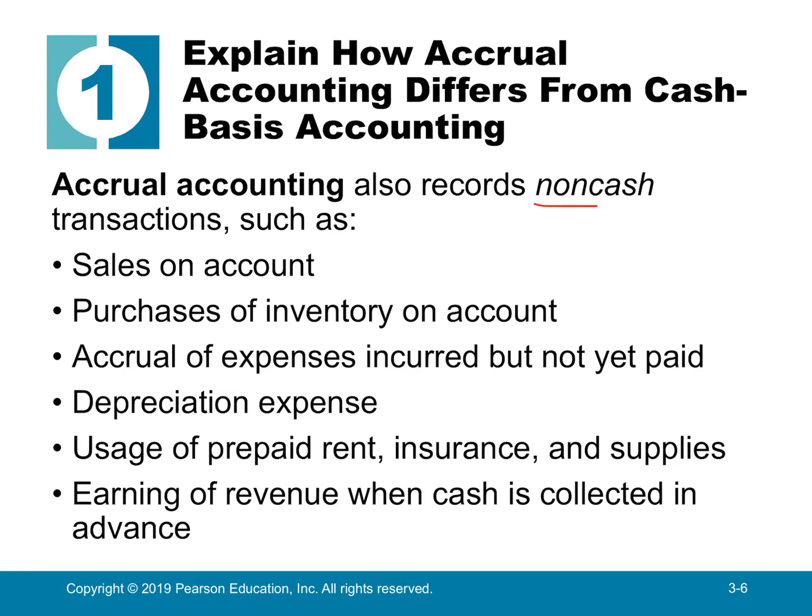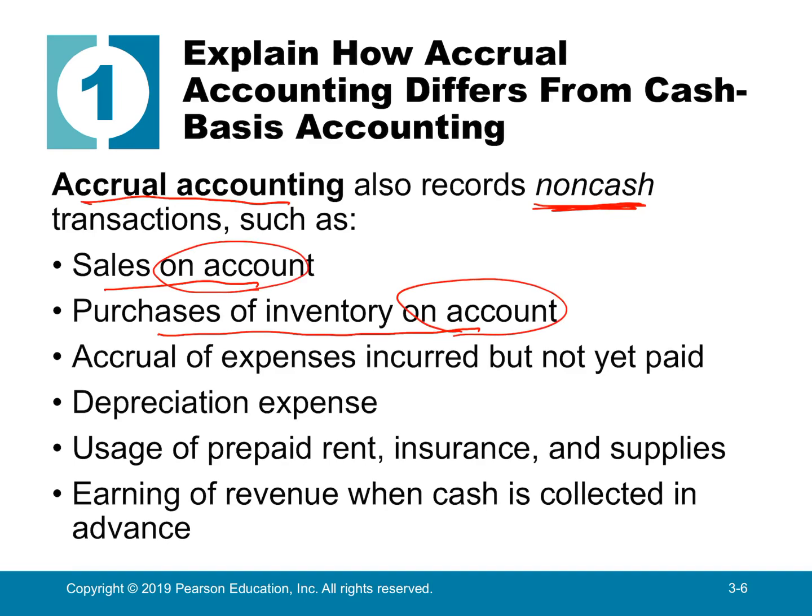So here's some examples of non-cash transactions that accrual accounting will record, whereas if we used cash accounting, these would not show up. So things like sales on account, right? Purchasing inventory on account. Just as a reminder of what on account means, if I'm buying something from another provider, it's an account payable. And if somebody owes me money, I provide a good or a service and they owe me money, that would be an account receivable.